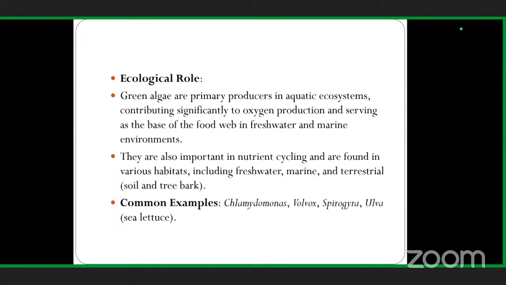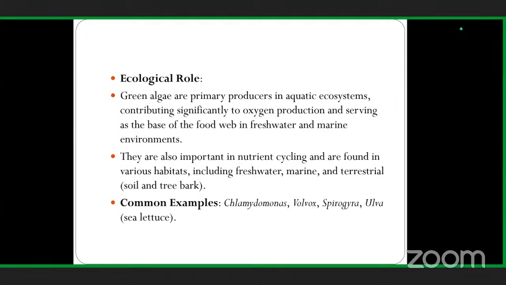So what is the ecological role of this class? Green algae are primarily producers in aquatic ecosystems, contributing significantly to oxygen production and serving at the base of the food web in freshwater and marine environments. So they are the primary producers. They give food and also shelter to freshwater and marine organisms, and they also contribute to oxygen production. Number 2, they are also important in nutrient cycling.